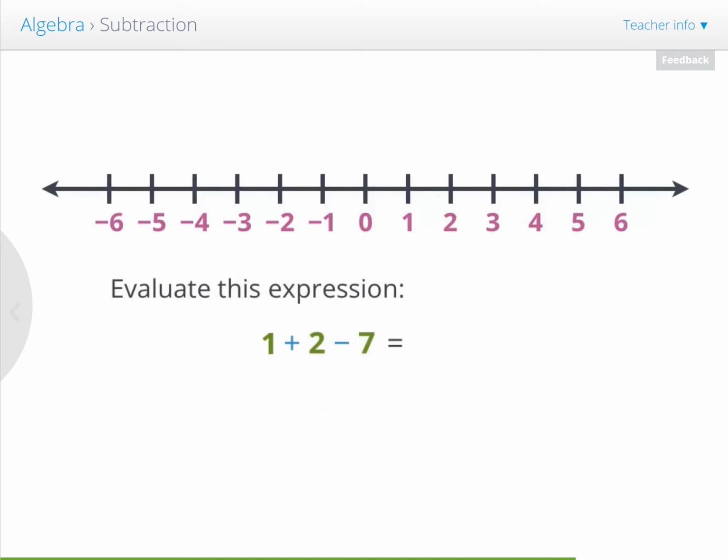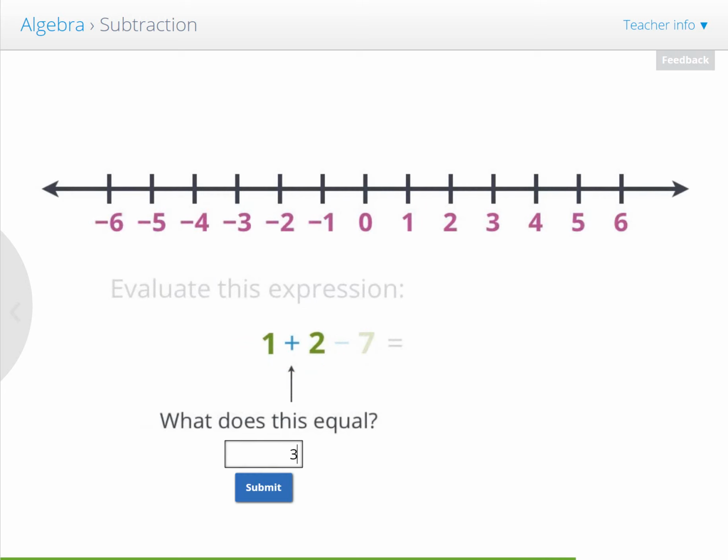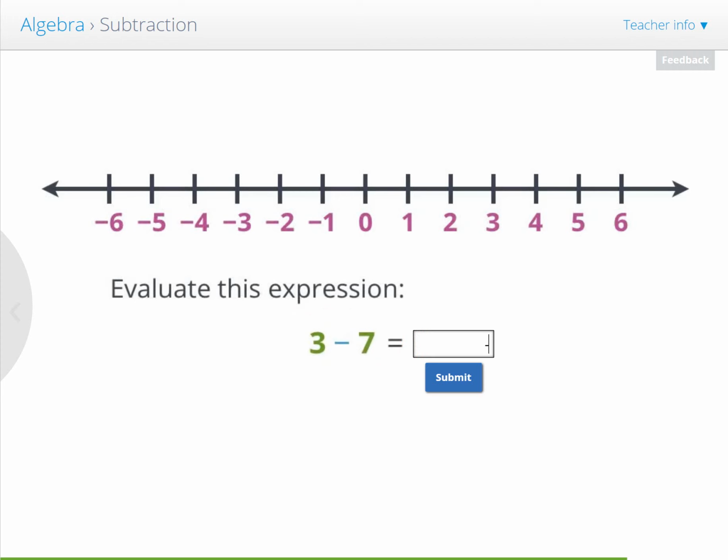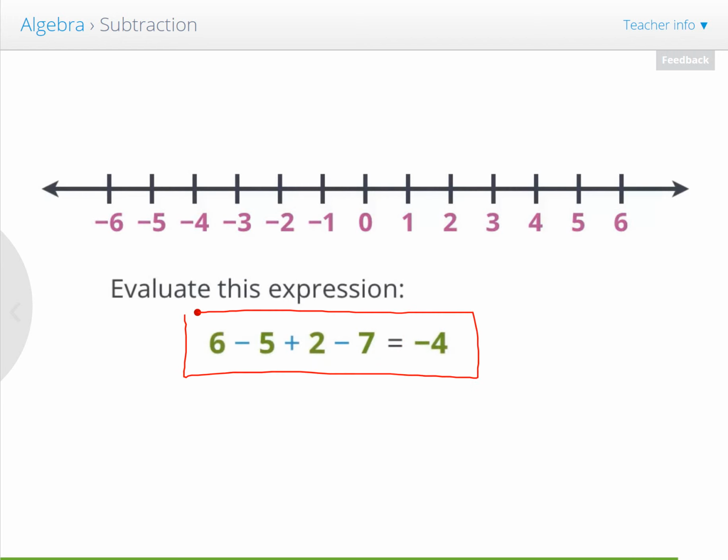Again, let's go from left to right. On the left, we have 1 plus 2. What does this equal? Exactly, 1 plus 2 is 3. So let's replace the 1 plus 2 in this expression with 3. And that leaves us with 3 minus 7, which equals what? Right, 3 minus 7 equals negative 4. So that's the answer. 6 minus 5 plus 2 minus 7 equals negative 4. Nicely done.